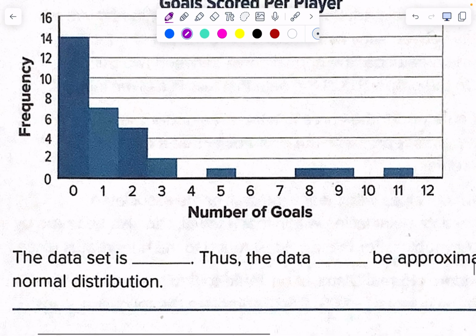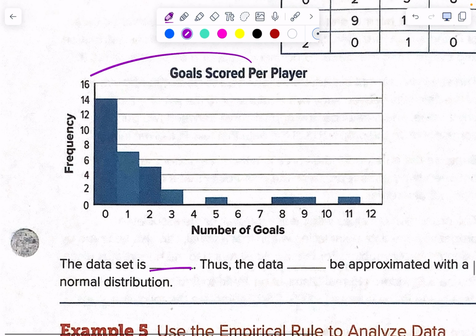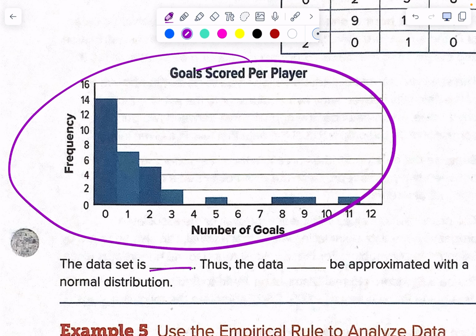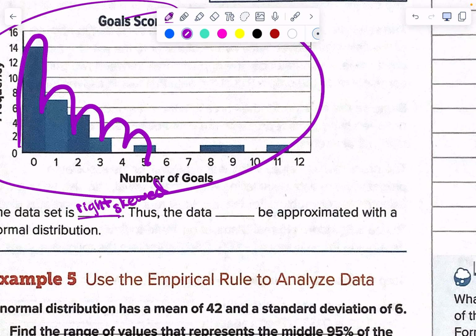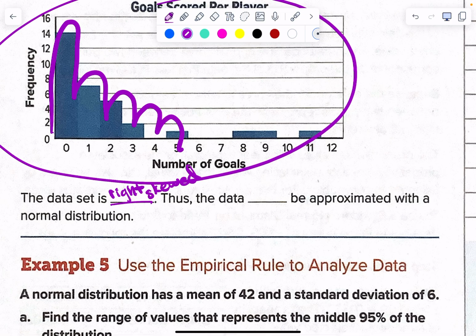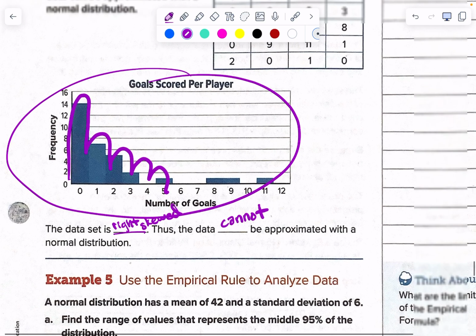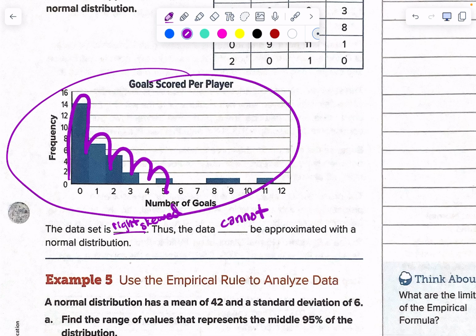This says the data set is blank. Is this normally distributed? Right skewed. This one is right skewed, because most of the towers are on the left side. You remember how I talked to you about how it's the opposite? It's like where your foot is, right? That's a really tall big toe. Anyway, this is right skewed. So thus the data can or cannot be approximated with a normal distribution. It cannot be approximated with a normal distribution. You have to have your data be symmetric in order for it to do the bell-shaped curve thing, right?